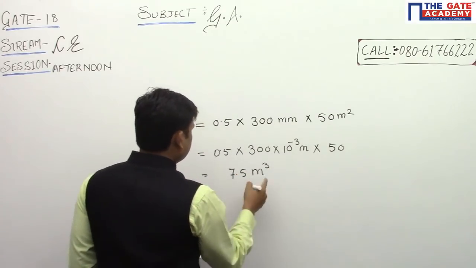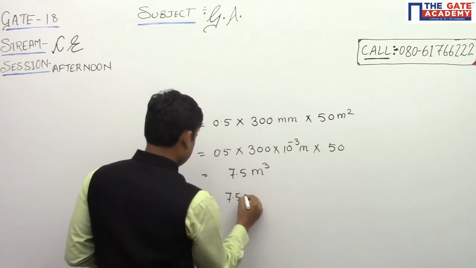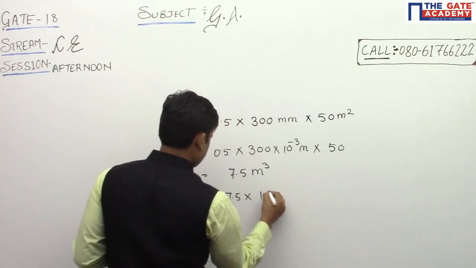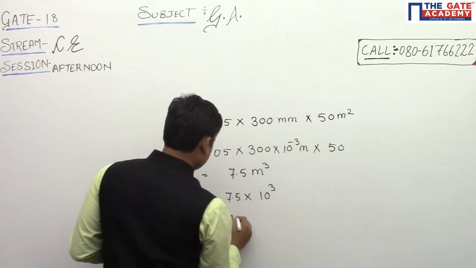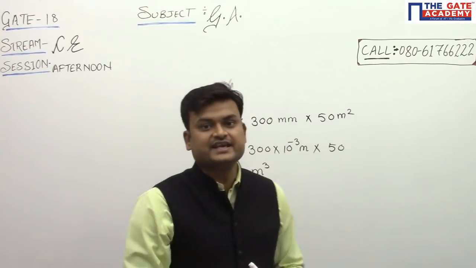Now to convert meter cube into liter, you know what to do. You have to multiply by 10 cube. So the answer will be 7,500 liters, which is option C. Option C is the correct answer.